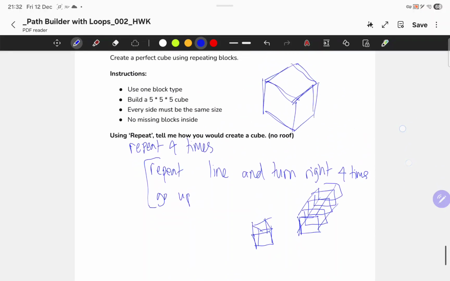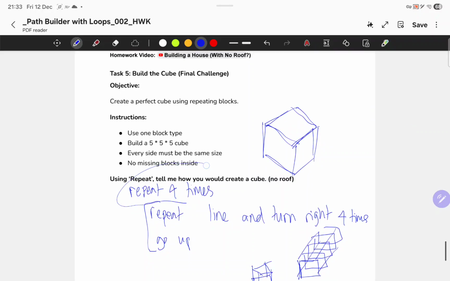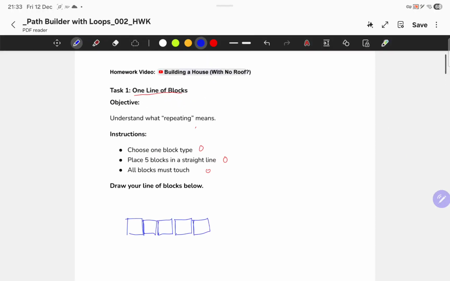Okay, so that's it. So this homework's a little bit about visualizing and using this repeat. If you can understand that repeating a block makes a line, and then repeating the line makes a square, and then repeating the square makes a cube, then this homework shouldn't be too difficult. So hopefully that was clear. And yeah, give it a go, try your best, and I'll look forward to seeing how you guys do in the next lesson.